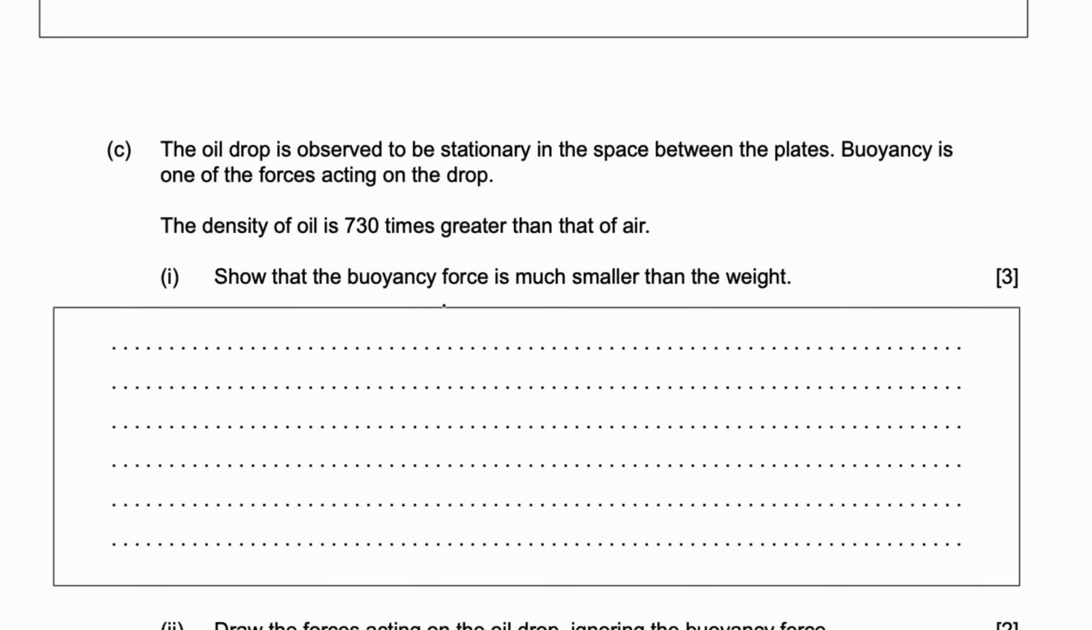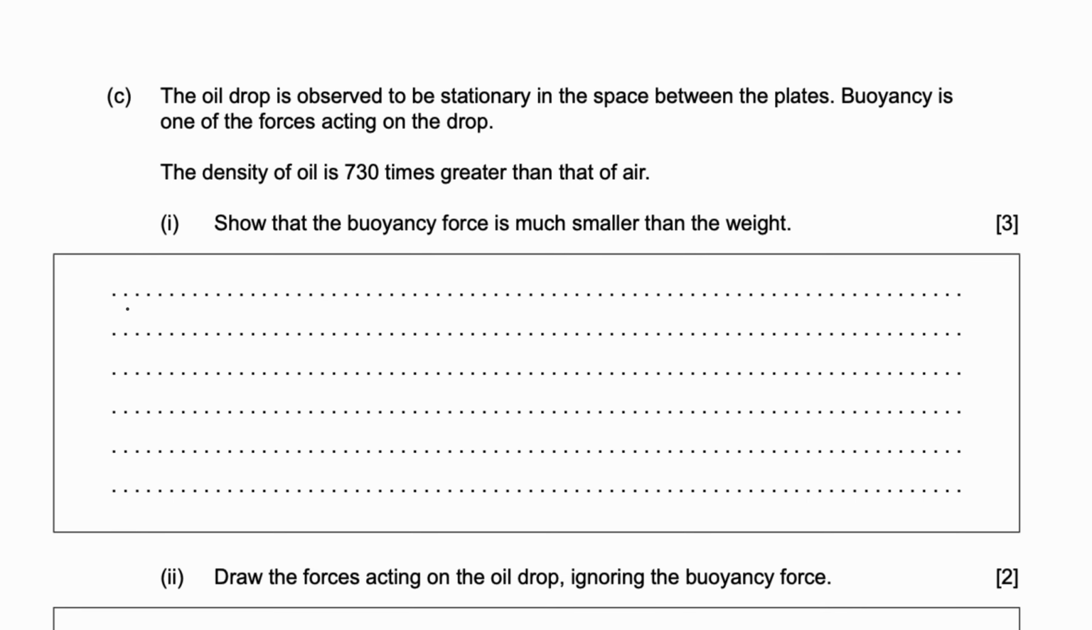Part C. The oil drop is observed to be stationary in the space between plates. Buoyancy is one of the forces acting on the drop. The density of oil is 730 times greater than that of air. Show that the buoyancy force is much smaller than the weight. Okay. So how could we show this? Well, to do such a problem, we need to create a ratio. What do I mean? We need to find out what is the buoyancy force by the weight.